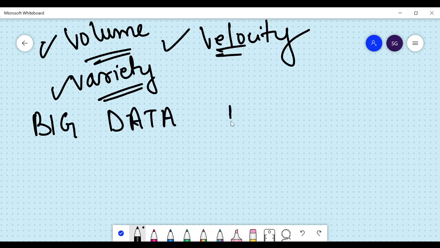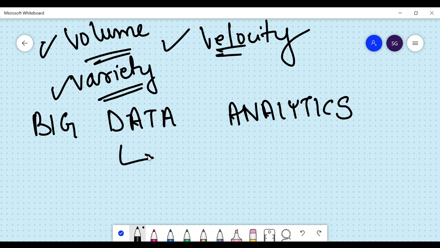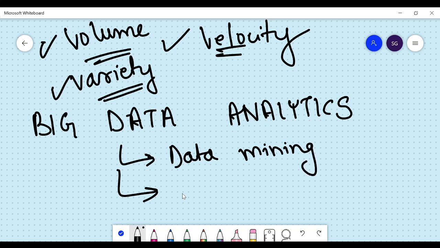Big data analytics. It is a process of collecting, organizing, and analyzing large data sets. It includes two things: data mining and predictive analytics.